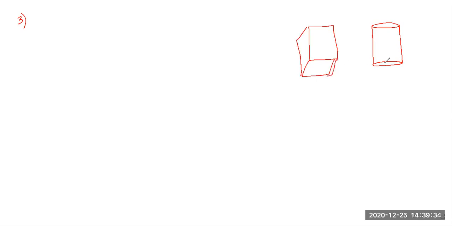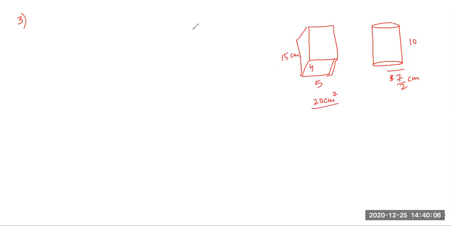The second is a plastic cylinder with circular base of diameter 7 centimeter. So radius will be 7 by 2 centimeter, and height is 10. The rectangular one has base of length 5 centimeter and breadth 4 centimeter. So area will be 20 centimeter square, and height is 15 centimeter. Right?